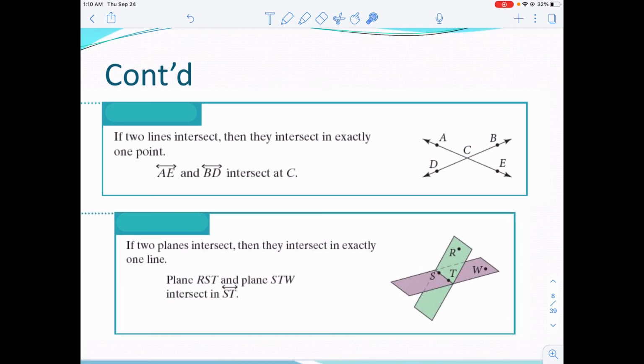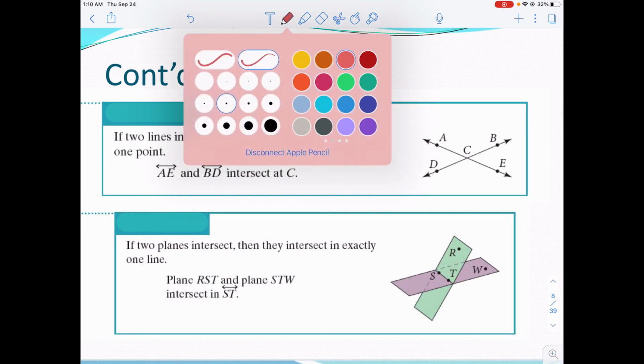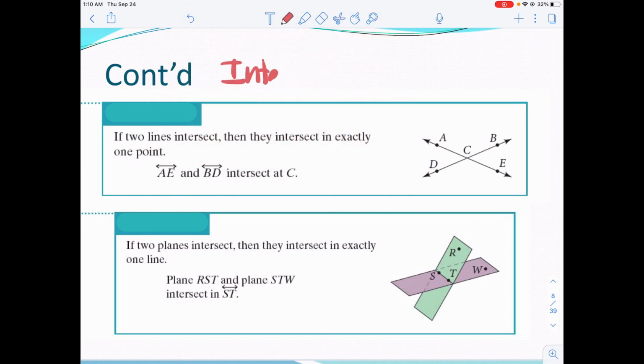So, our first concept says, if two lines intersect, then they intersect in exactly one point. That's what we see here, two lines. We have line AE and line BD, and they intersect, they cross exactly at that point. So let's go ahead and define that word that I just said, intersect. That means cross each other. Okay? So these two lines intersect at point C.